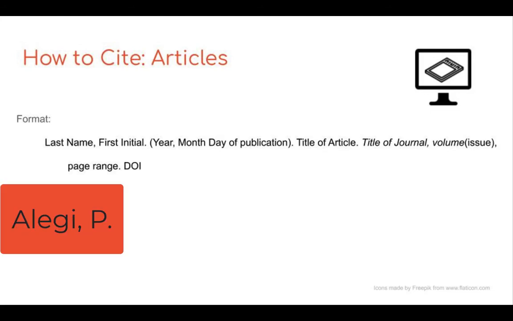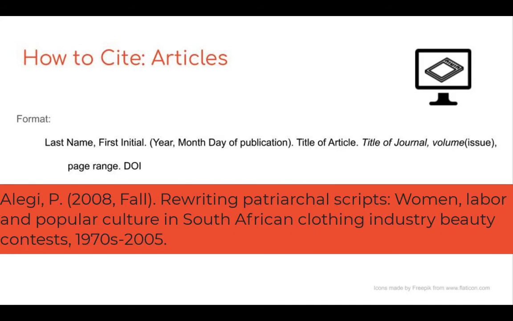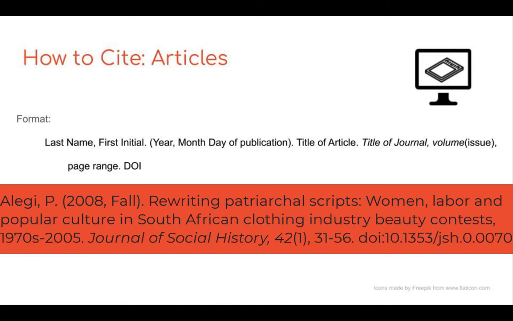So, Legge P, and then year 2008, comma, fall, period, Rewriting Patriarchal Scripts, colon, capital W, Women, Labor, and Popular Culture in South African Clothing Industry Beauty Contest, comma, 1970s to 2005, long title, period, Journal of Social History in italics, the volume number in italics, followed by the issue in parentheses, followed by a comma, followed by the page numbers, and just keep in mind you don't need P or PP, you don't need the abbreviation for page, you can just put the numbers, and then the DOI or the URL.